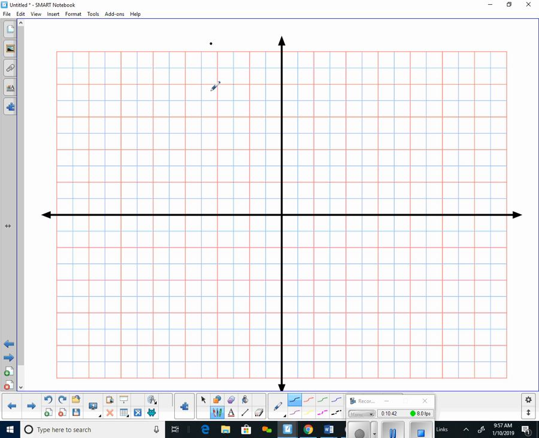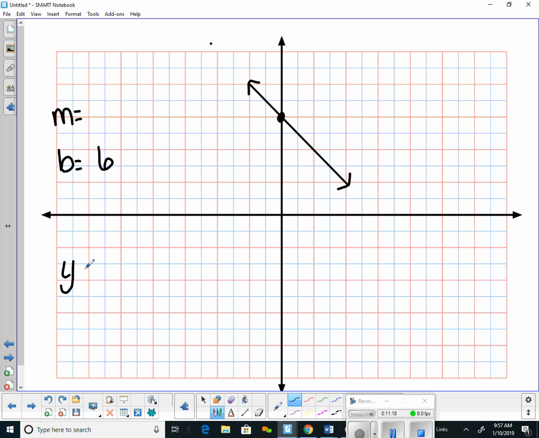Now, last thing, what if I have a line and I ask you to write the equation for that line? Things you need to know. First, you need to find your slope and you need to find your y-intercept. Now remember, your y-intercept is where does it cross the y at? Well, it's crossing it right here. So that point was 6. And it was positive.